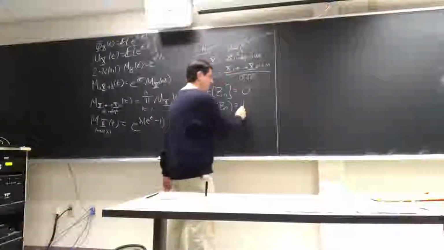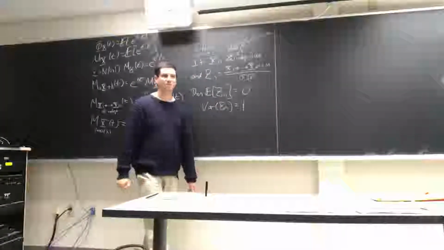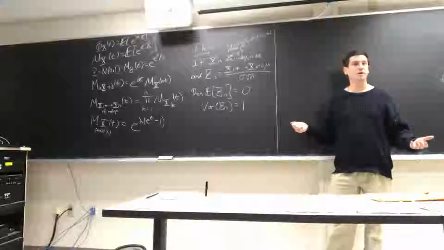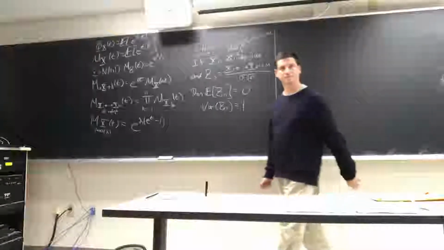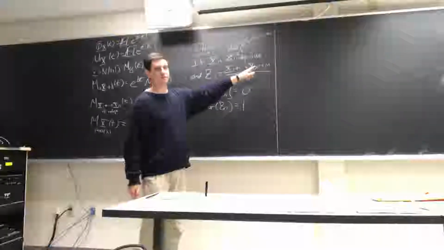I can't choose it to be 0. If the variance is 0, then all the values are the same. So I can take any non-zero positive number and rescale it to be 1. And we use the fact that the variance of a sum is the sum of the variances if independent.